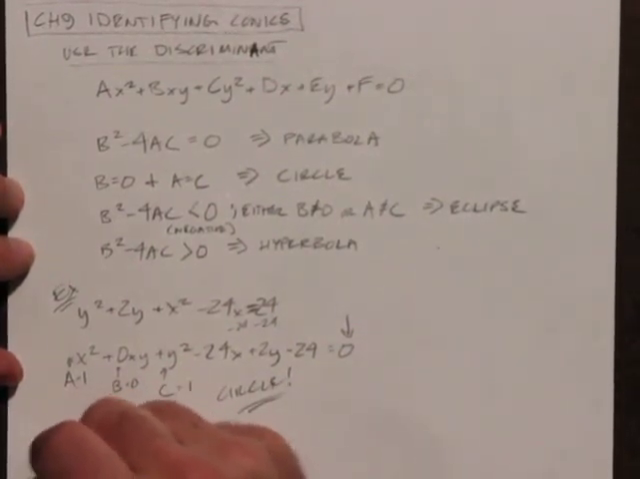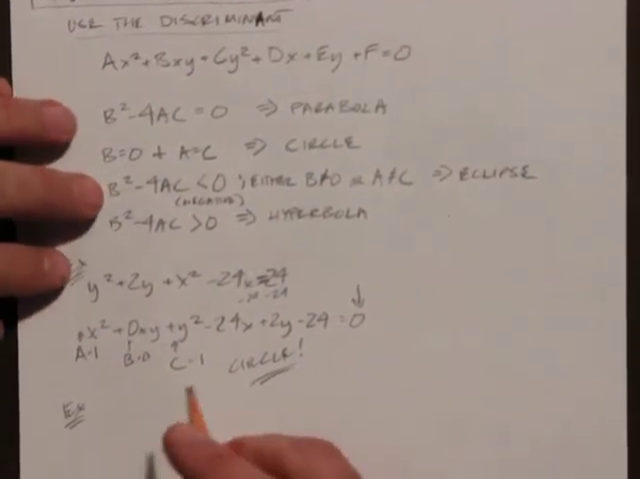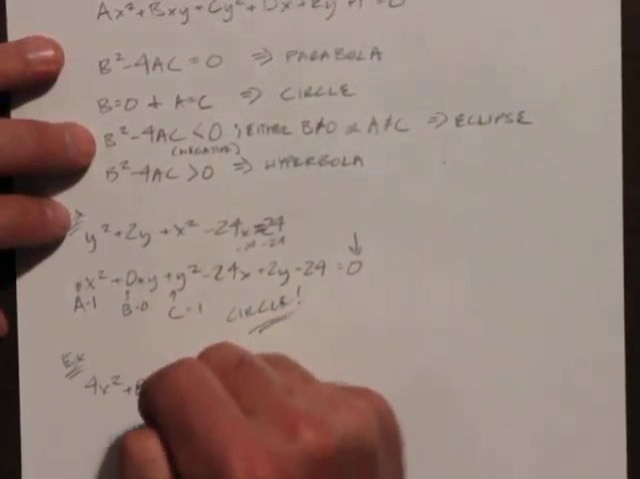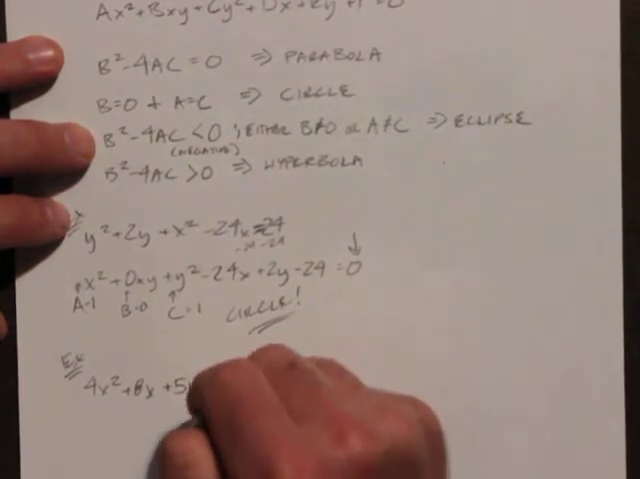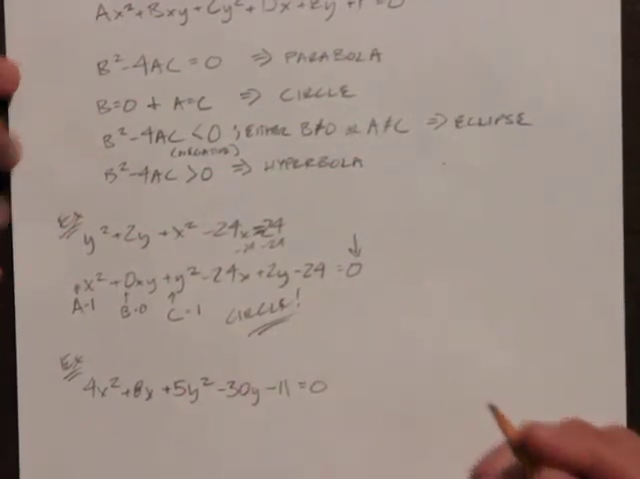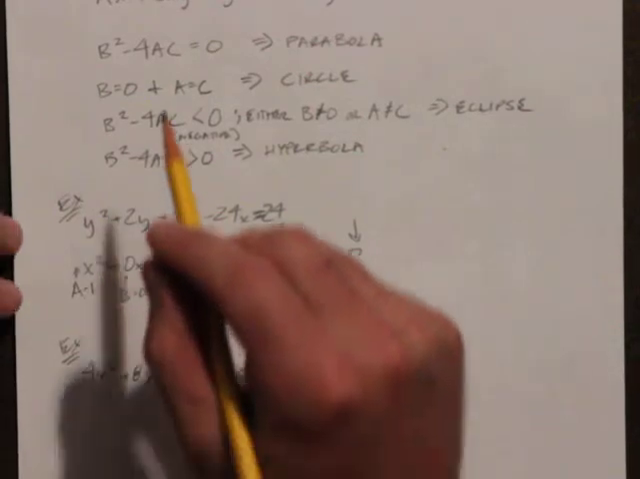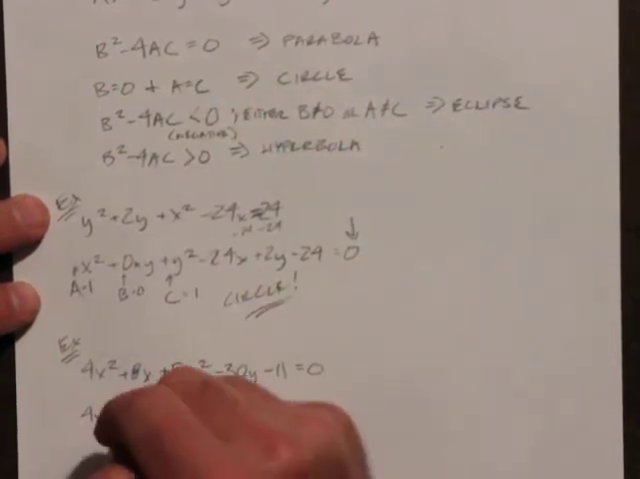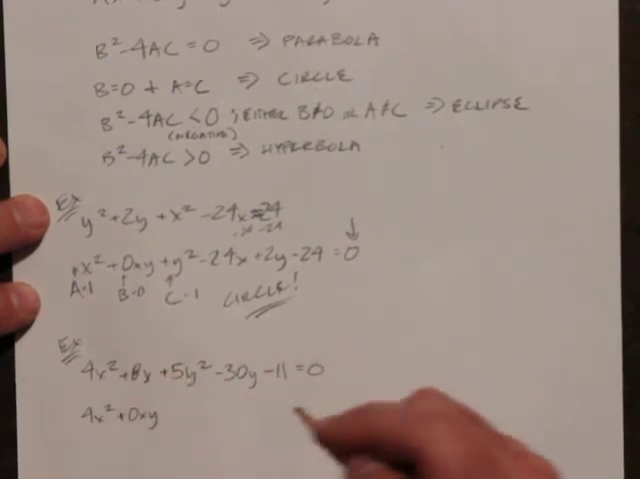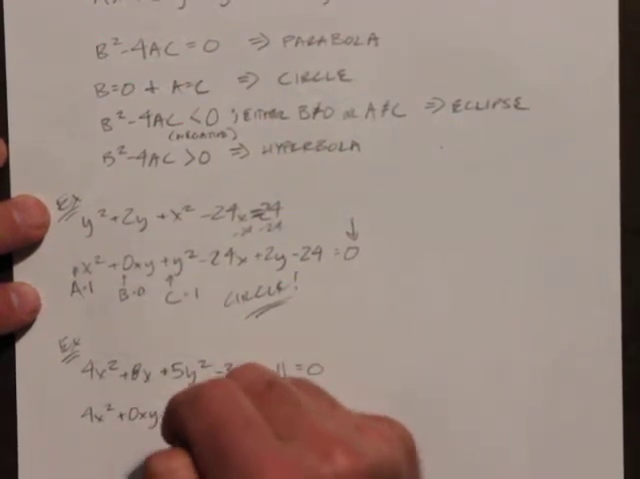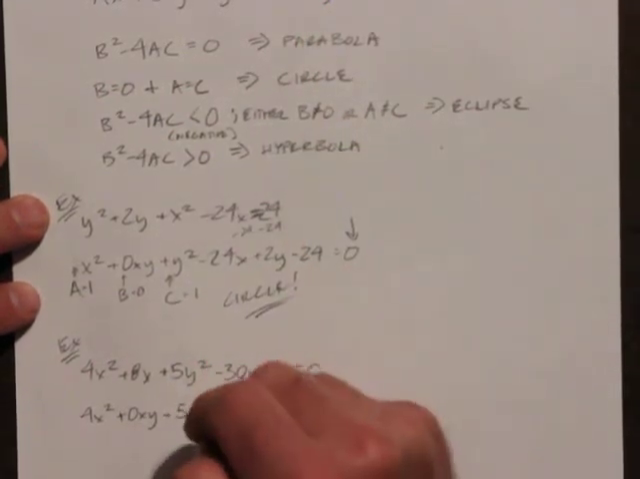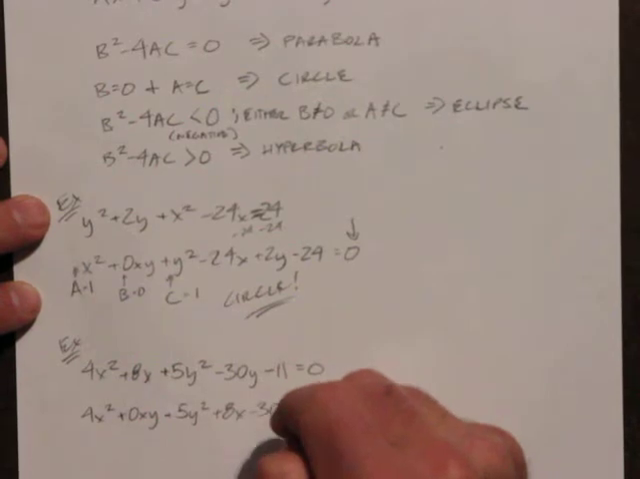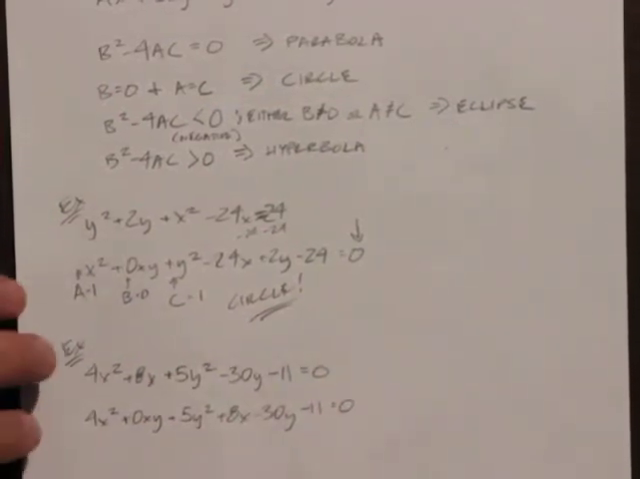Let's do another one. Let's try this one. 4x squared plus 8x plus 5y squared minus 30y minus 11 equals 0. All right, so let's get this in the standard form. So I've got 4x squared, and then I need an xy term. I don't have one, so I'm going to put plus 0xy as my placeholder there. And then my y squared term, plus 5y squared. My x term, plus 8x. And then my y term, which is minus 30y minus 11 equals 0. Now I've got it in standard form.